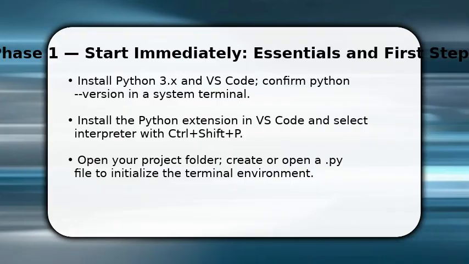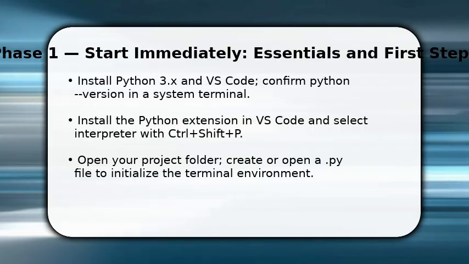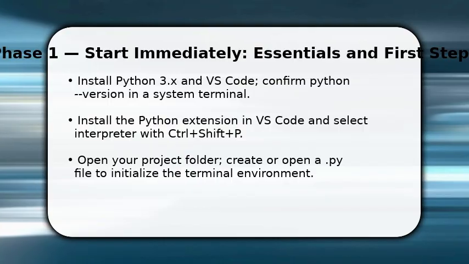You start by making sure Python and VS Code are already installed, then open your project folder. Once done, install and enable the official Python extension. It provides language features and a chosen interpreter. Next, open the command palette and select the interpreter you want, because that determines which Python the terminal uses.